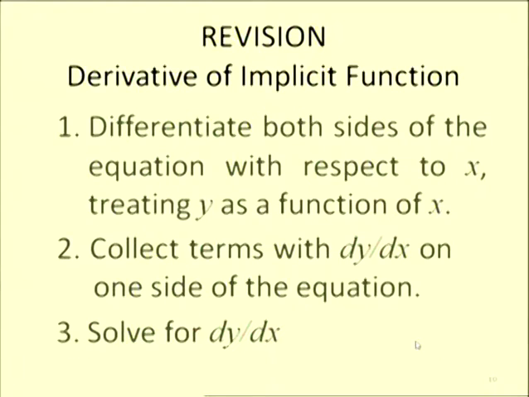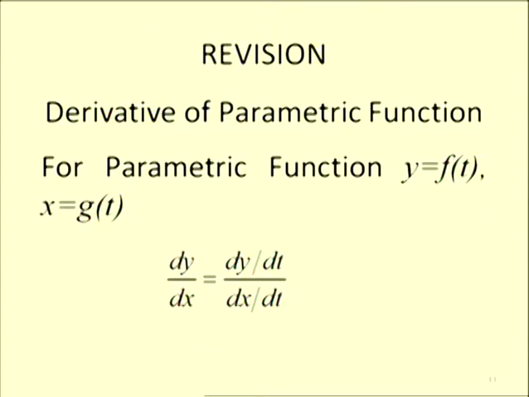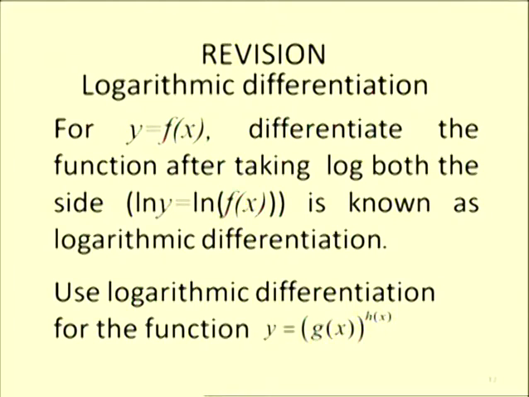Then we have seen the derivative of implicit function. An implicit function is generally denoted as f(x, y) equal to 0, where the equation is differentiated directly with respect to x and we solve it for dy by dx. Then we have seen the derivative of a parametric equation, that is dy by dt upon dx by dt. Also, we have seen logarithmic differentiation. So whenever we have a function of the form f(x) raised to g(x), or g(x) raised to h(x), meaning the base and power both are functions of x, we use logarithmic differentiation, for which we take log on both sides first and then we take its derivative.